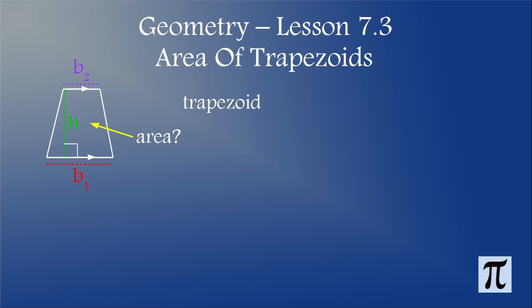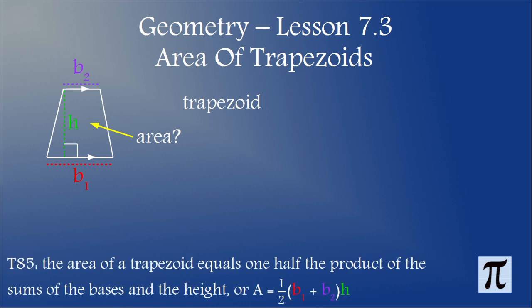So what is the area of a trapezoid? Well, that leads to theorem 85. The area of a trapezoid equals 1/2 the product of the sum of the bases and the height, or area equals 1/2 times (B1 plus B2) times the height.